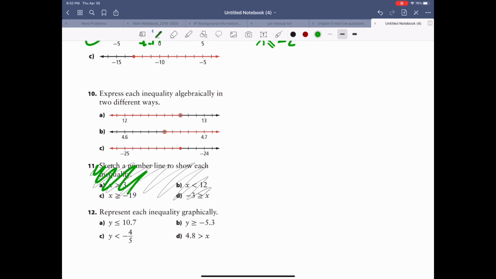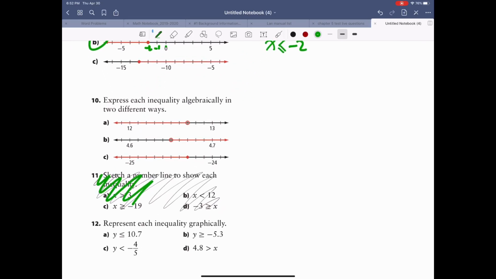For 10, it's the same thing. Express each inequality algebraically in two different ways. It's okay, you don't have to actually make it two different ways. It's the same thing as 9, as long as you know that, for example, this is 12 to 13. So 12.1, 12.2, 12.3, 12.4, 12.5, 12.6, 12.7. So this is 12.7. In this case, x is smaller than 12.7. Why do we not have the equal? Because the circle is not filled. You just know this, you're good. I don't know what it means by two ways, but maybe it's just the word way and the algebraic way. But it's okay, you just know that, you're good.